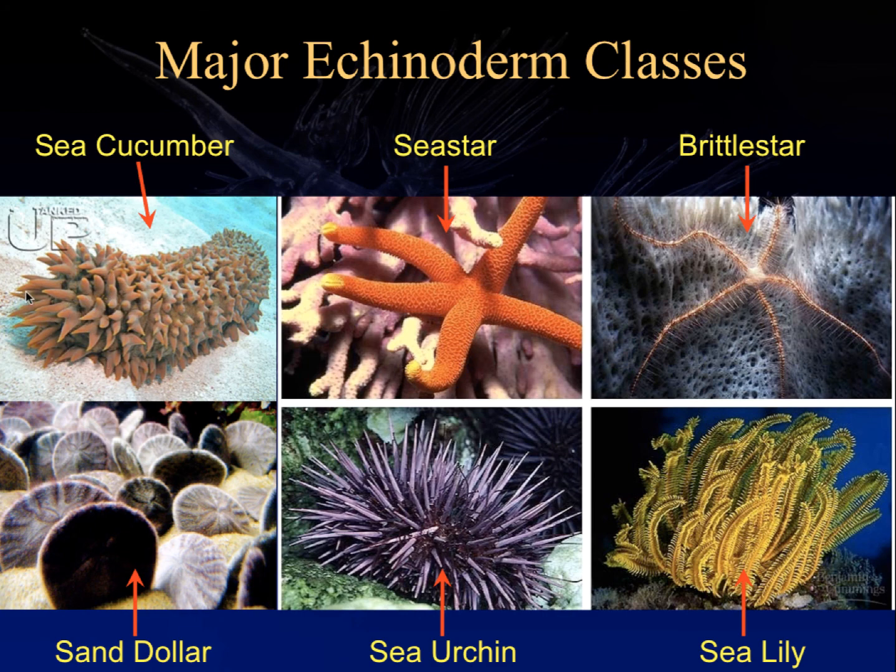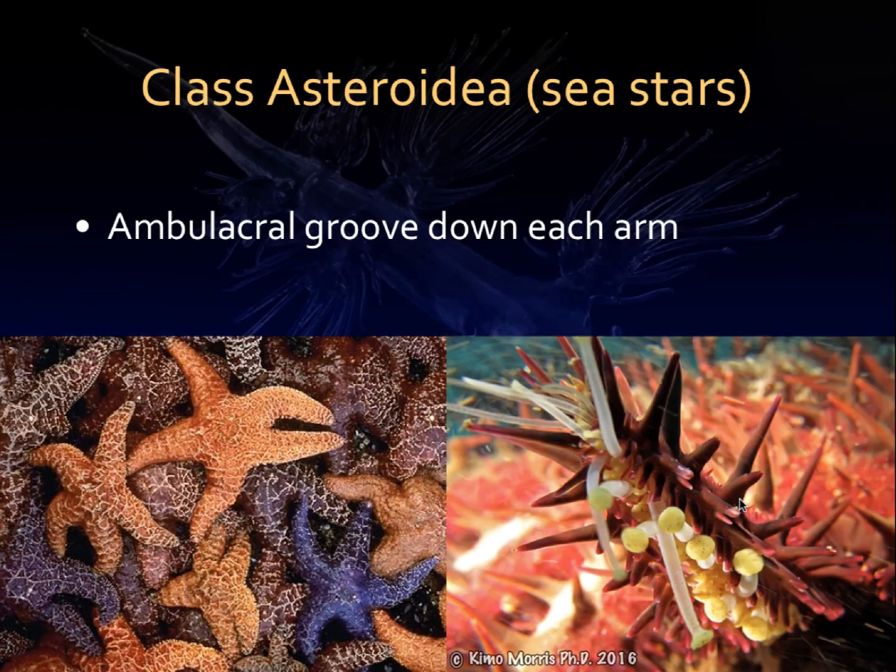The last group of echinoderms are the sea lilies, and these are enigmatic, strange, very ancient echinoderms. We do have them here in Southern California, but only in extremely deep water. It's very unusual to see them here. Most places that you see them are in the tropics.